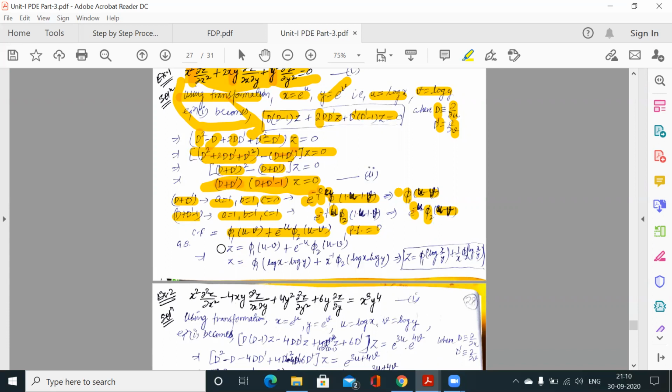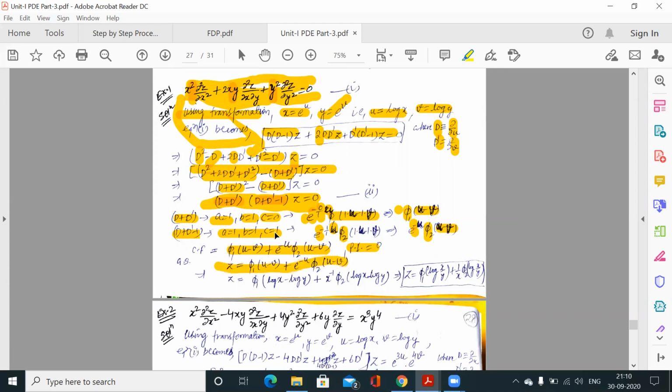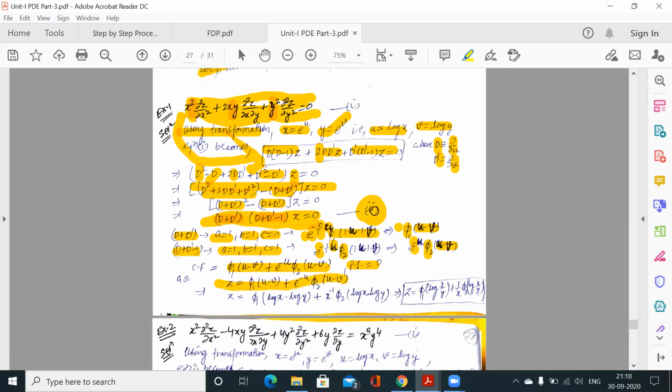So this is the solution of which equation? Equation 2. This is the solution for equation 2, but this is not our final solution, because this solution is in terms of u and v, but our original independent variables were x and y. So we have to convert u and v in terms of x and y.